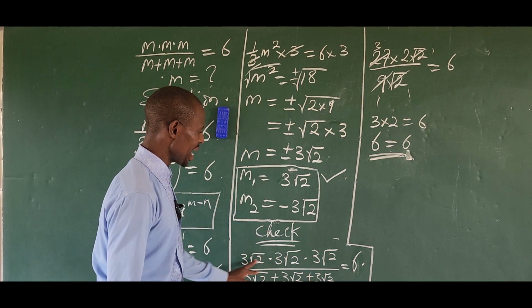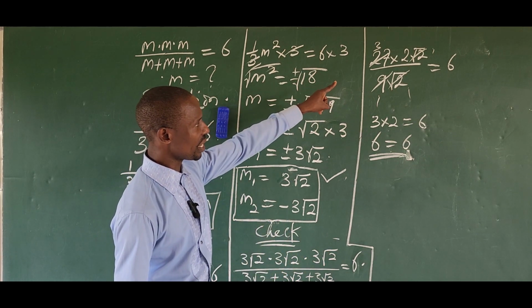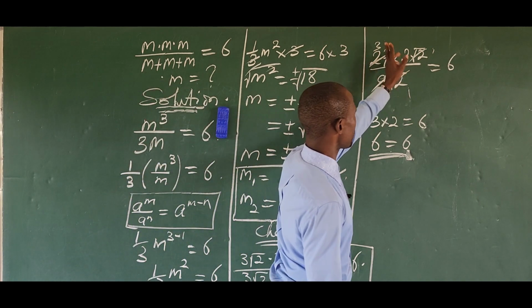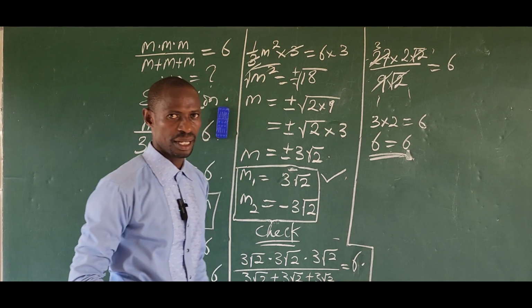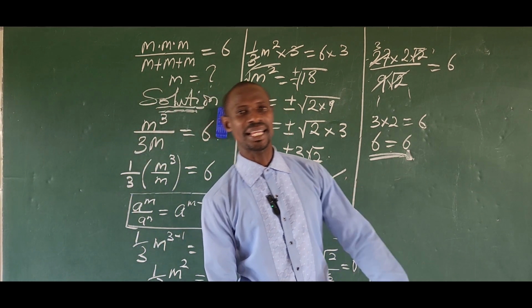Meanwhile, on this other side, we're going to have minus 27 times 2 root 2. So the same figures will come out from here. The only difference is that here will be minus, here will be minus, and the minus will cancel out. So with that, it shows that the second root also satisfies the original equation.